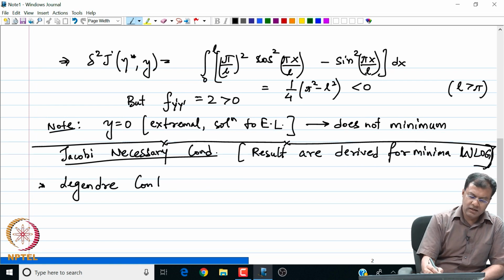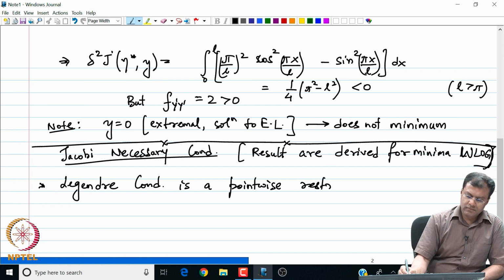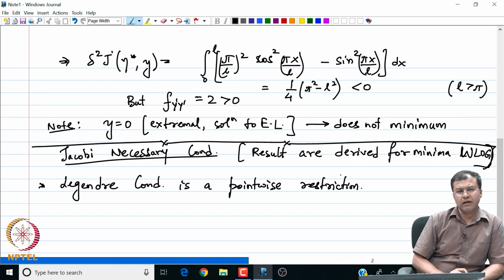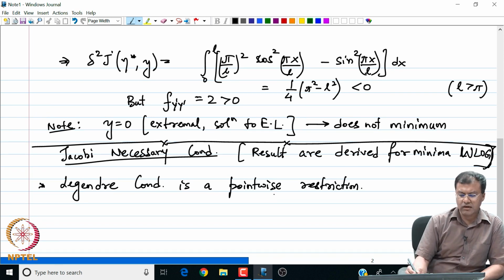The Legendre condition, as I just said, is a point-wise restriction. We saw that depending on the values of x attained from the interval, the second derivative of f with respect to y prime will either be positive or negative. And even if it is positive, it does not guarantee that we are going to get a positive definite second variation. So, the Legendre condition is definitely not the complete solution.